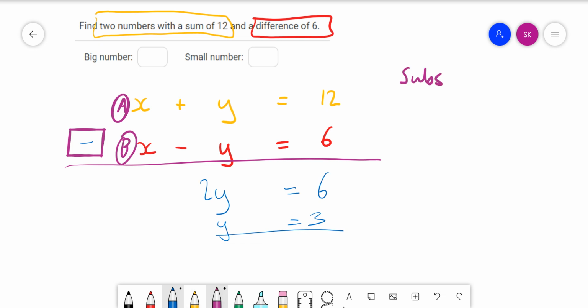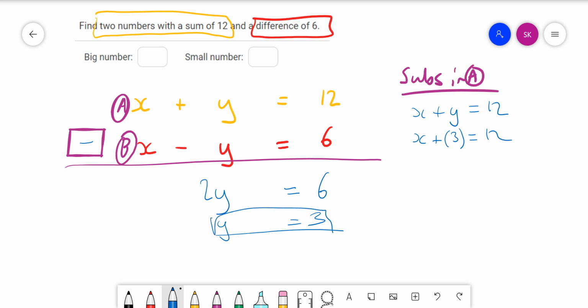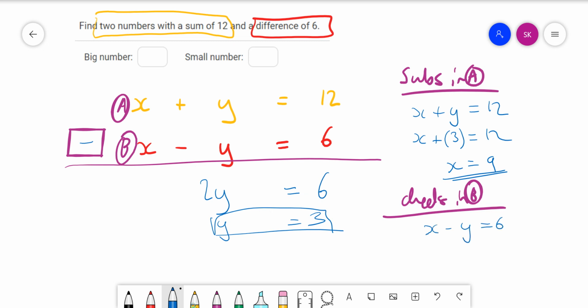Subs in A, so then we go x plus y equals 12. But instead of that, I'm going to write x plus 3 equals 12 because that's my solution for y. Take away 3 from both sides and I get x equal to 9. Checks in B. Instead of x minus y equals 6, I've got my solution for x. So 9 minus 3 equal to 6, so 6 equals 6. So the answer is correct.